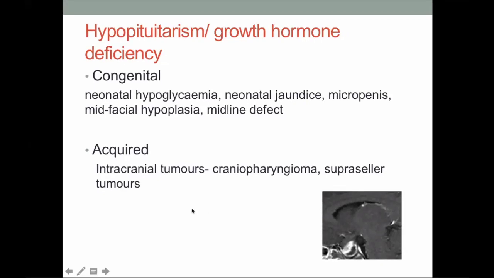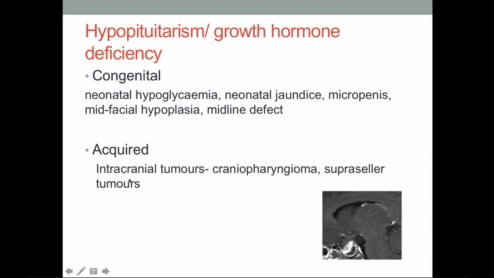You can have growth hormone deficiency, which can be congenital when you are born with a small pituitary gland, right? Those are the classic symptoms. You can get hypoglycemia, jaundice, micropenis, midfacial hypoplasia, and midline defects. Those are just features which indicate you may have congenital growth hormone deficiency or multiple pituitary hormone deficiencies.